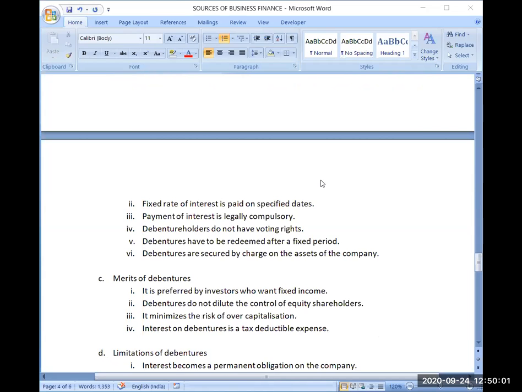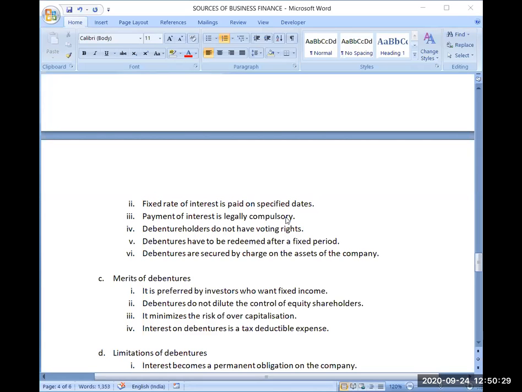Then second thing is fixed rate of interest is paid on specified dates. So generally the dates are 30th September and 31st March. Whatever interest you are supposed to pay to the debenture holders, it is divided into two installments, two half-yearly installments, and the rate of interest is also fixed in the case of debentures. It is not flexible. Payment of interest is legally compulsory.